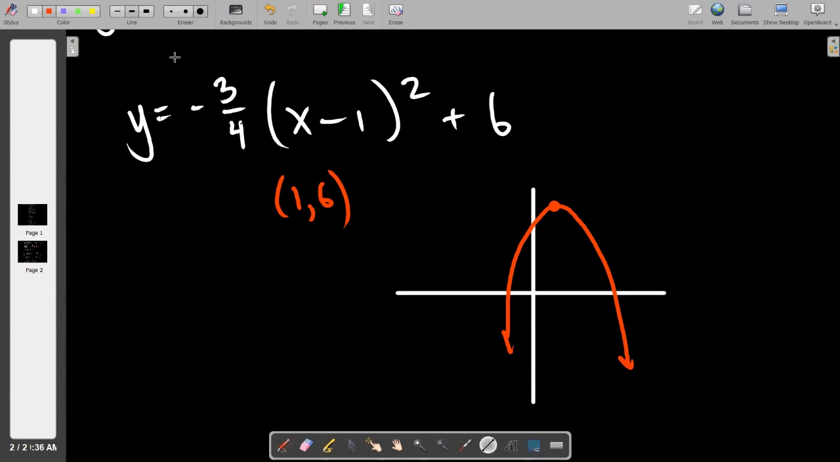The axis of symmetry is a line that goes right through the vertex. Obviously, you can see why we call it the axis of symmetry. It sounds like it has such importance. It's the line about which the parabola is symmetric.